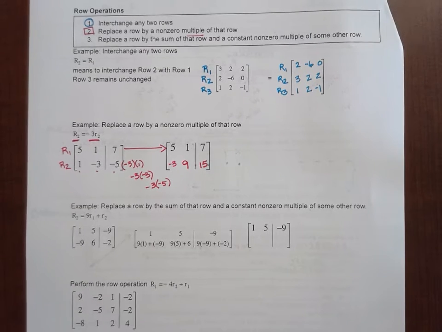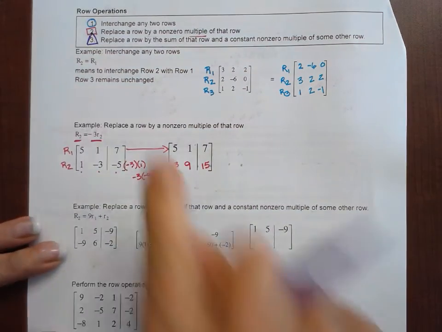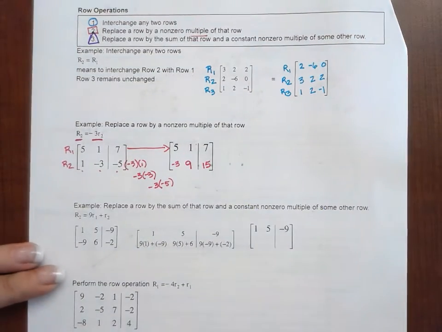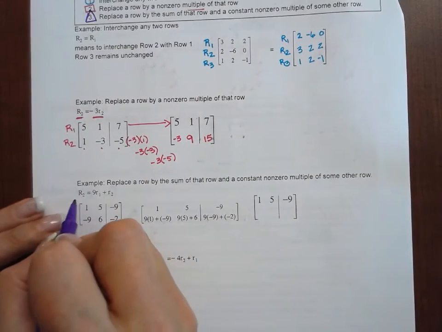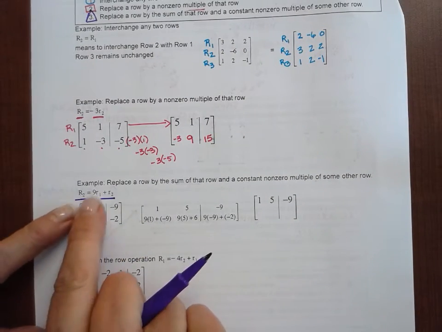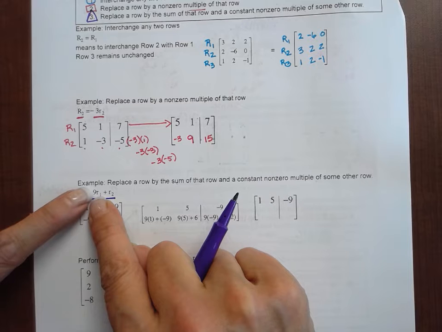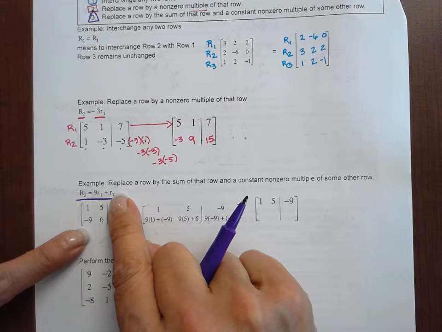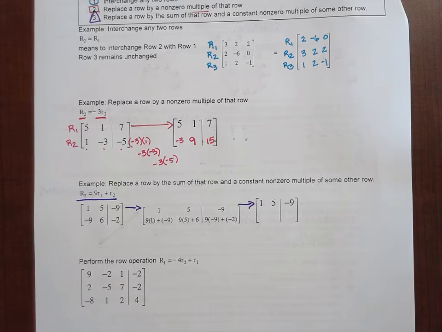Okay, good. Those are the two easy ones. Number 3: you replace a row by the sum of that row and a constant multiple of another row. So you do two things. For instance, I'm going to multiply the first row by 9, and then add it to row 2. Row 1 doesn't change at all.